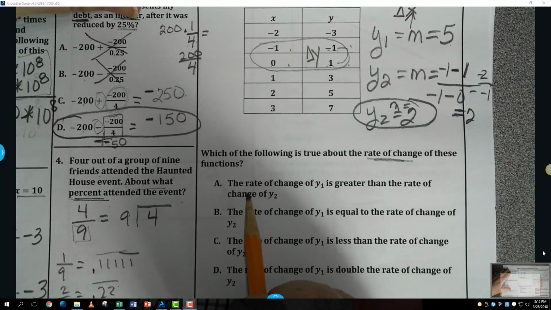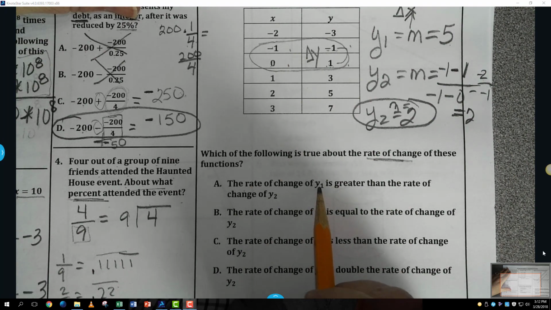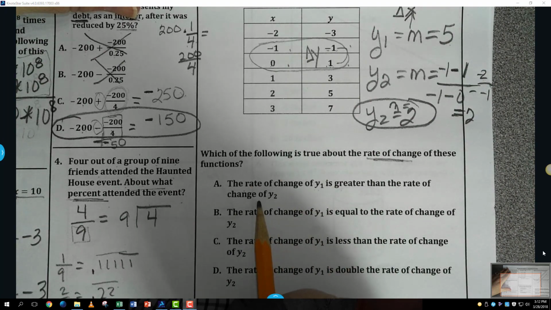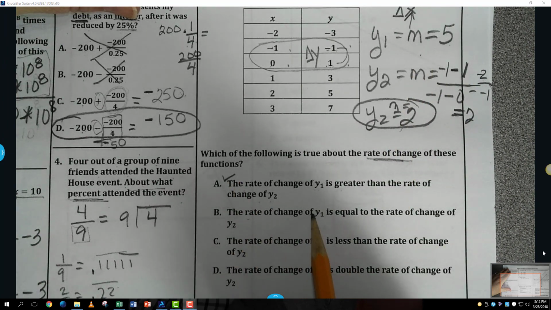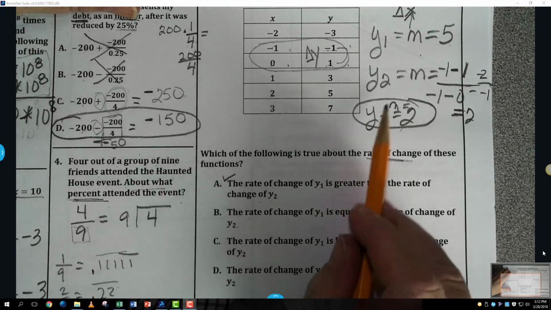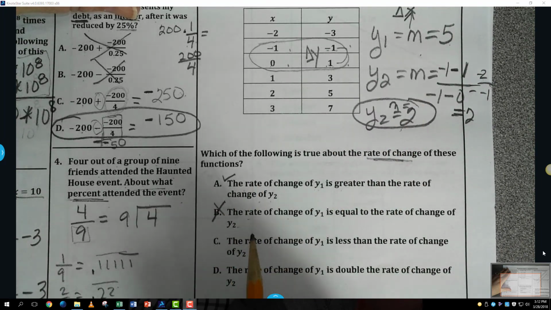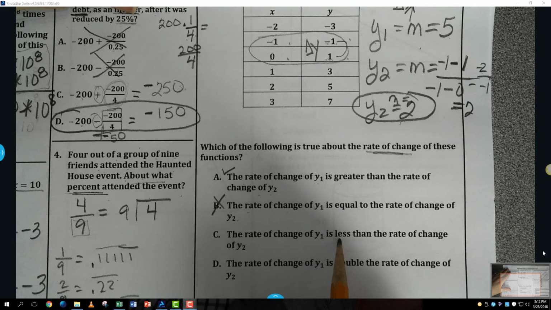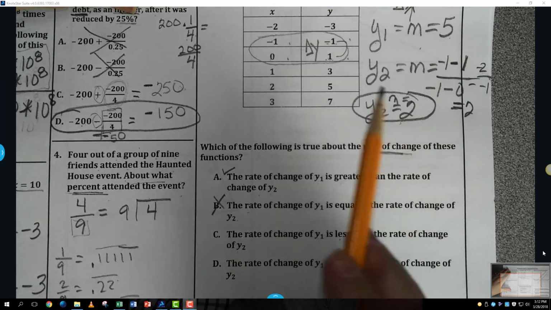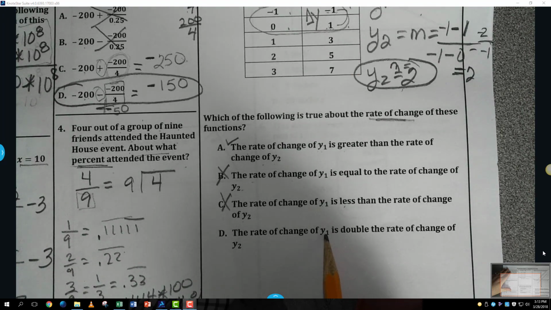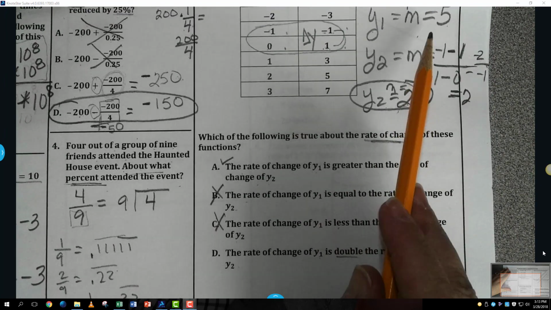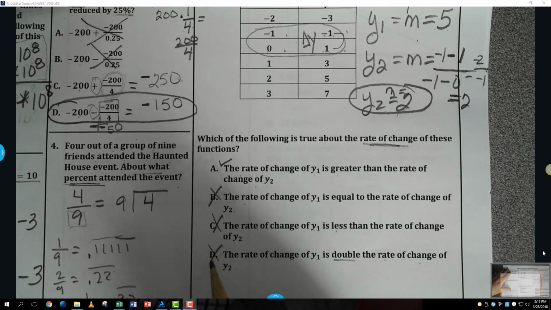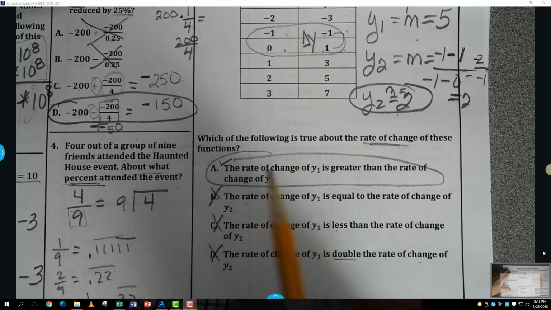Okay, now we can compare. The rate of change for y1 is greater than the rate of change for y2. So 5 is bigger than 2. That's true. The rate of change of y1 is equal to the rate of change. No, 5 does not equal 2. That's not true. The rate of change in y1 is less than y2. No, 5 is not less than 2. The rate of change of y1 is double the rate of change of y2. Well, y2 is 2. Double that, it would be 4. It's not 4, it's 5. So that one's not true. So it was A.